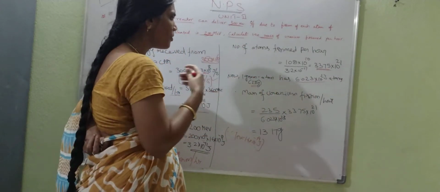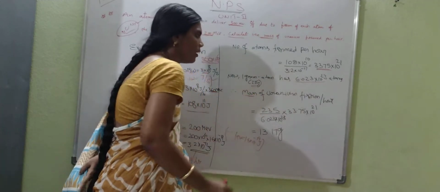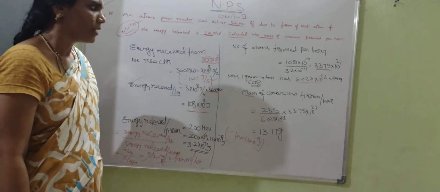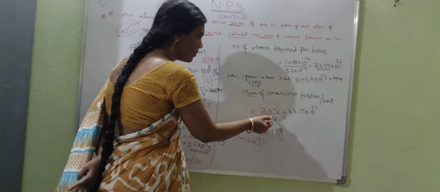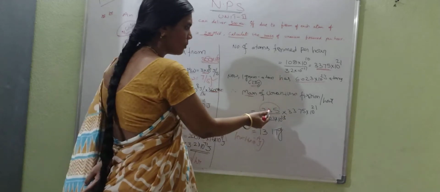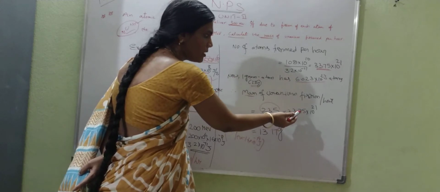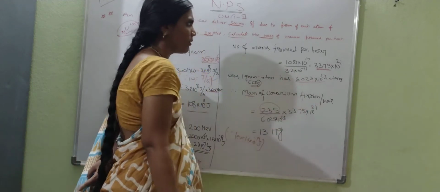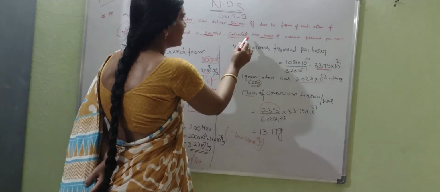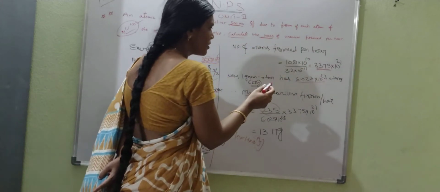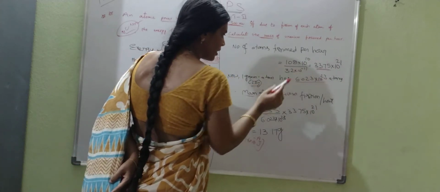Okay, so the mass of uranium fissioned per hour is equal to how much? You must multiply by what you got here per hour, 33.75 into 10 power 21. That means fission per hour. Here we also calculate the mass of uranium fissioned per hour. So fission per hour means how much? 33.75 into 10 power 21.